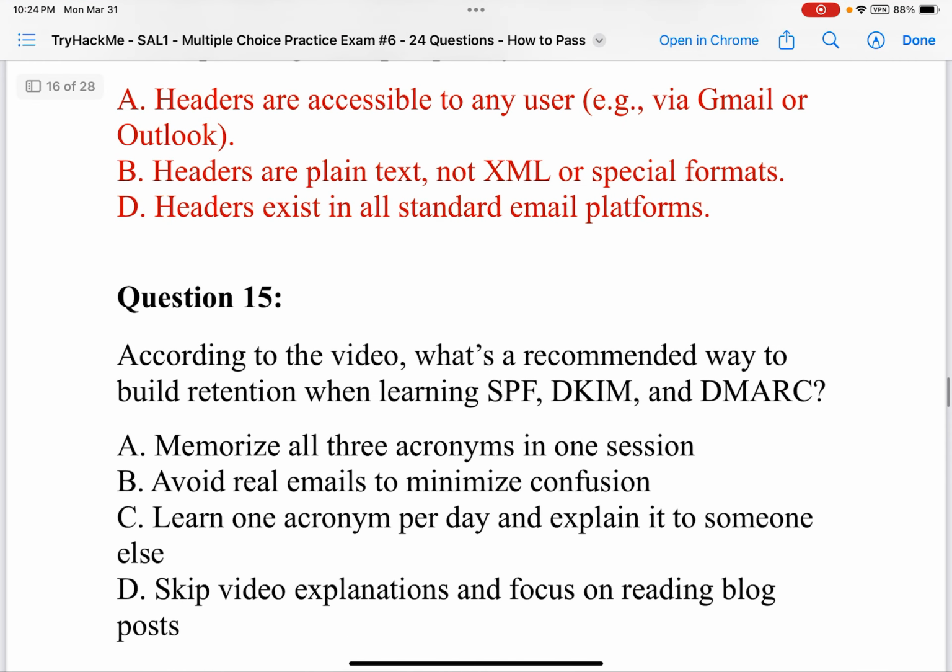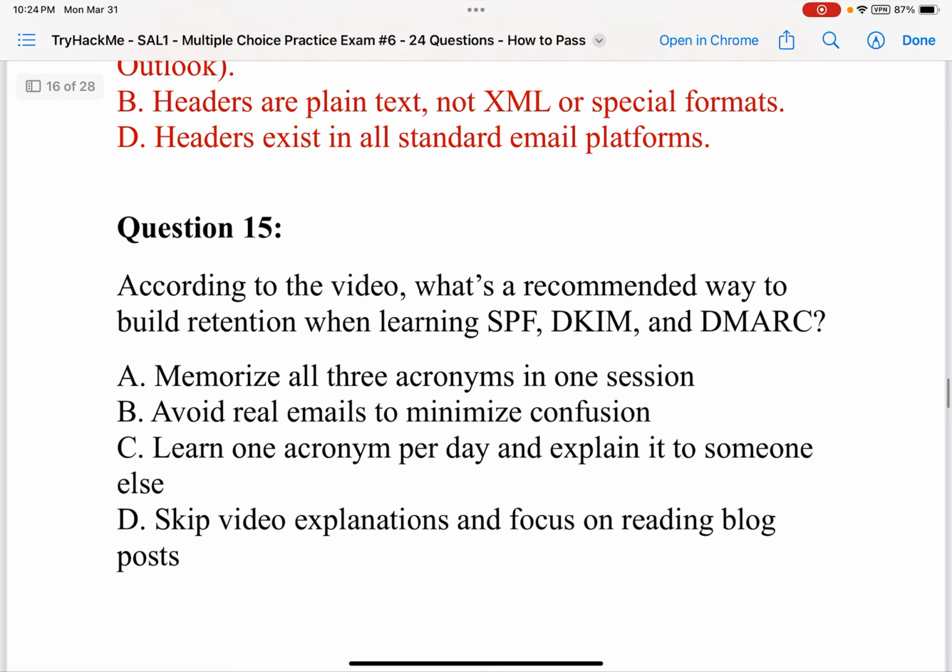Question number 15. According to the video, what's a recommended way to build retention when learning SPF, DKIM, and DMARC? A. Memorize all three acronyms in one session. B. Avoid real emails to minimize confusion. C. Learn one acronym per day and explain it to someone else. D. Skip video explanations and focus on reading blog posts.